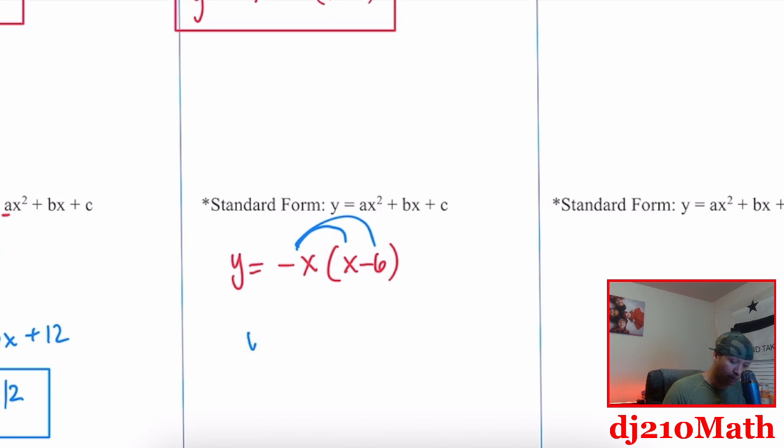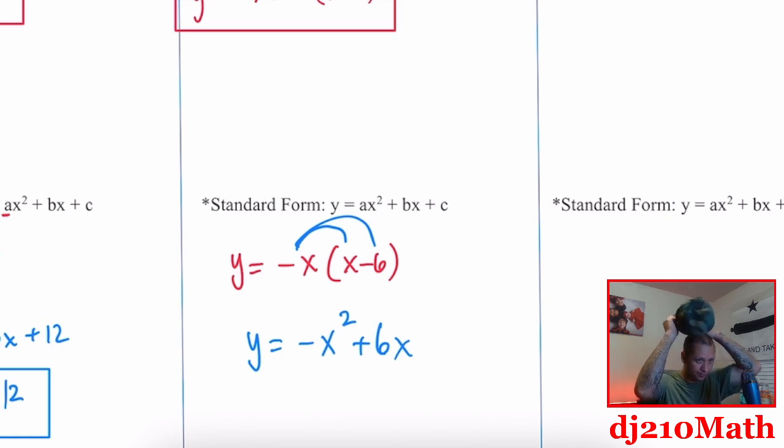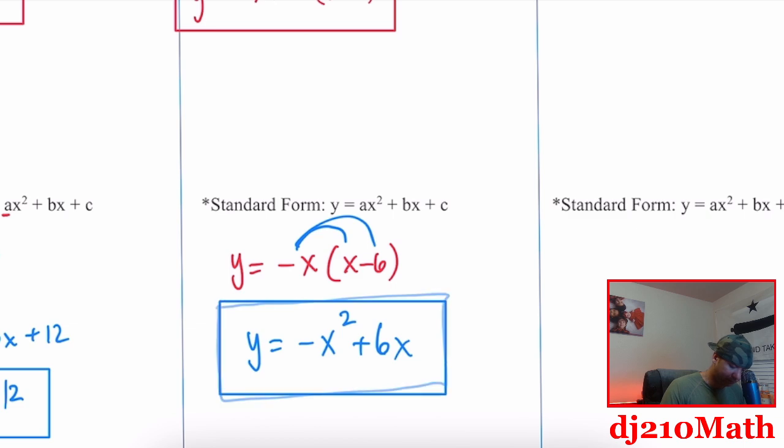So y is equal to negative x times x, which is x squared, right? Negative times a positive is negative. And then negative times negative is a positive, so positive 6x. And this is the standard form.